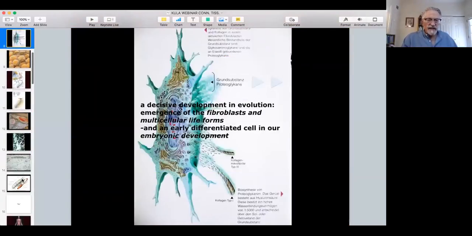So here is the cell that is the generator of the connective tissue matrix. This is a fibroblast. Fibroblast because blast means produce, and fibro meaning it produces the fibers that are holding us together.